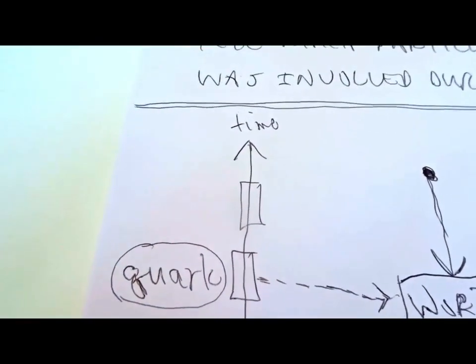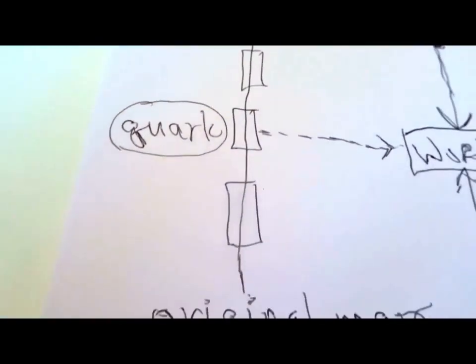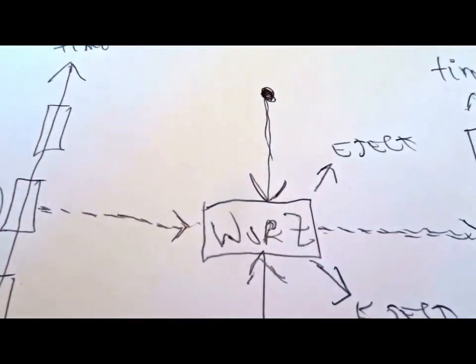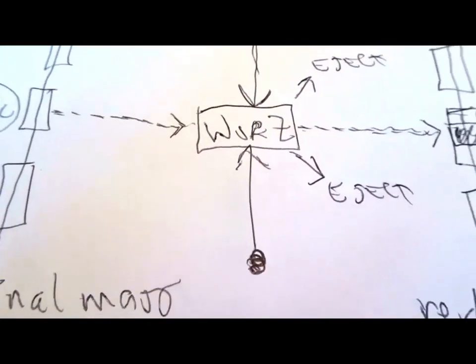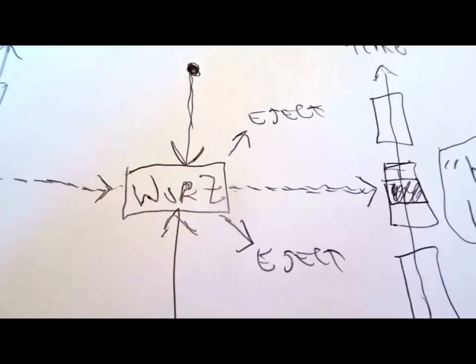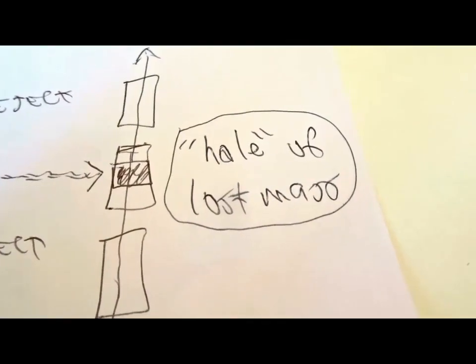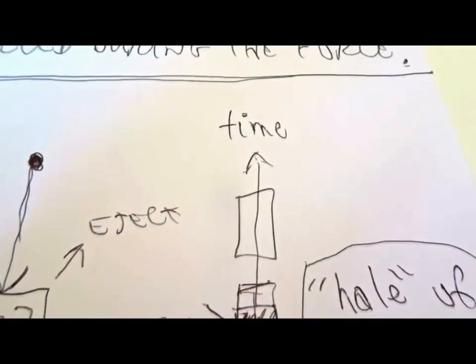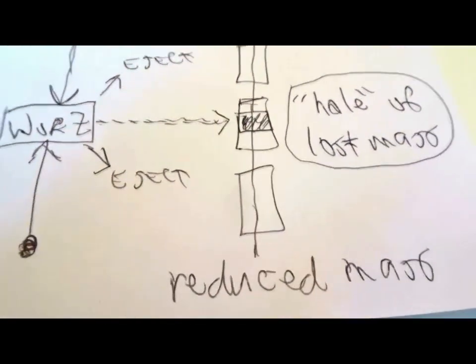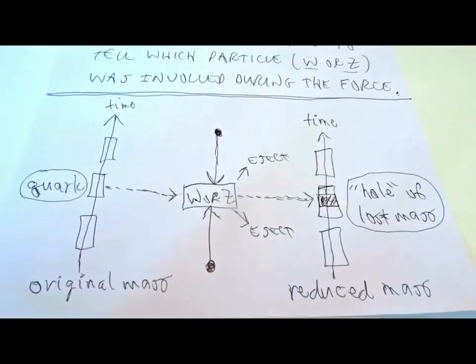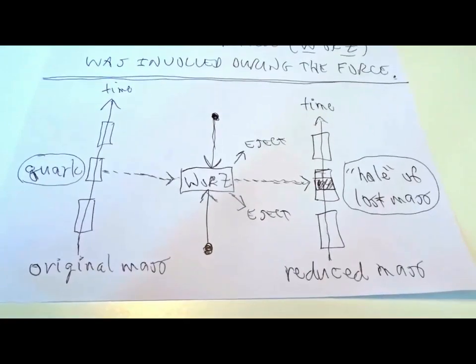Here we have a quark moving forward through time. It has original mass. It oscillates to, say, a W or Z particle. The W or Z particle ejects a certain amount of mass energy. Now naturally there has to be a hole there because there was lost mass energy, and we reform a new quark moving through time with reduced mass. Now, any good particle physics theory should be able to predict that, yet the standard model cannot.